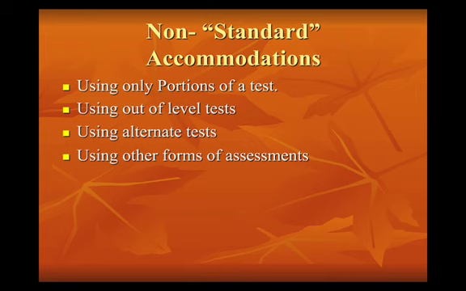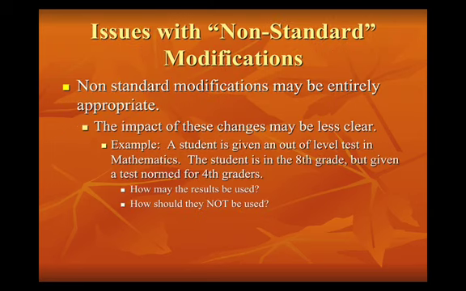I think it's really important, though, that we consider some of the issues that are involved with these non-standard accommodations, or really modifications. Even though these things may be entirely appropriate, the impact of the changes that you've made are really not clear. For example, let's say that we give a student an out-of-level test in mathematics. The student's in the 8th grade, but is given the test that's normed for 4th graders. How can you use those results?